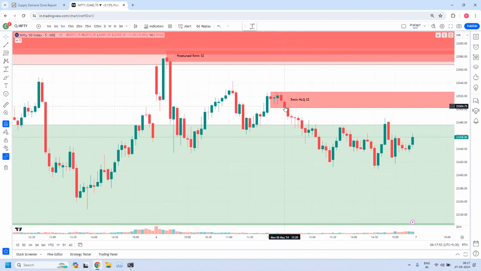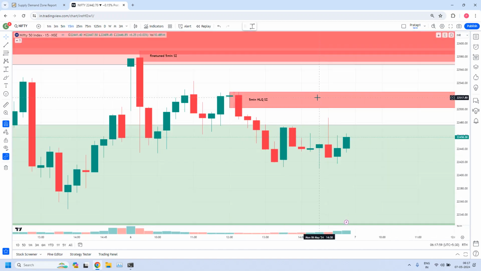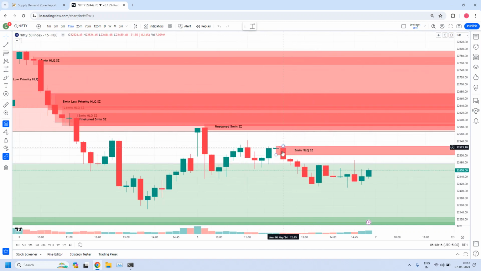Now let's go back and look into the same structure from the 15 minutes time frame. See here, we have a rally, we have a base and we have a drop. This is a 15-minute zone. And this 15-minute zone is having confluence with the 5-minute zone, but this 5-minute zone is a high liquidity zone. If this zone is violated, the 15 minutes trend will change. Sorry, from downtrend to sideways it will change.